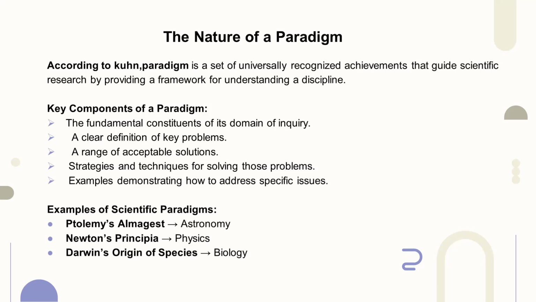The second one is clear definitions of key problems. The next one is a range of acceptable solutions, strategies, and techniques for solving those problems. And the last one is examples demonstrating how to address those specific issues. Here are some examples of scientific paradigms. Ptolemy's Almagest is a paradigm of astronomy. Newton's Principia is a paradigm of physics, and Darwin's Origin of Species is a paradigm of biology.